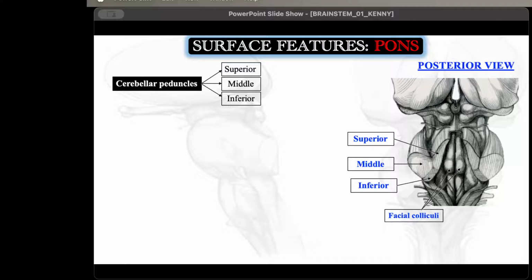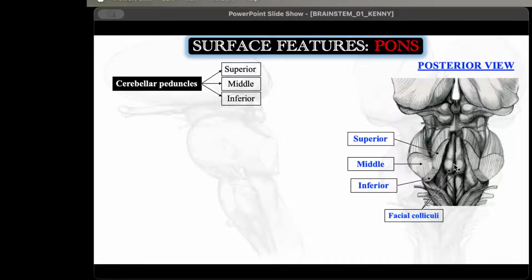Let's take a look at the posterior aspect of the pons. The pons usually connects with the cerebellum. Here the cerebellum is cut. We cannot see the cerebellum, but we can see the appendages of the cerebellum that we call the cerebellar peduncles. Remember, we've discussed this while discussing the cerebellum. Just as a repetition, we have the superior, middle, and inferior cerebellar peduncles. They help communication with the cerebellum.